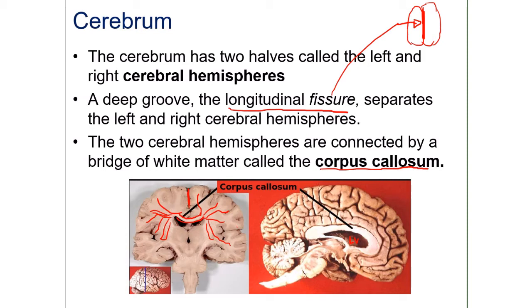In some cases of epilepsy, which is basically uncontrolled neuronal firing, to prevent the seizure from spreading from one half of the brain to the other half, in some patients they would actually cut part of the corpus callosum to interrupt the communication between the two halves of the brain, and therefore as a way to control the seizure.